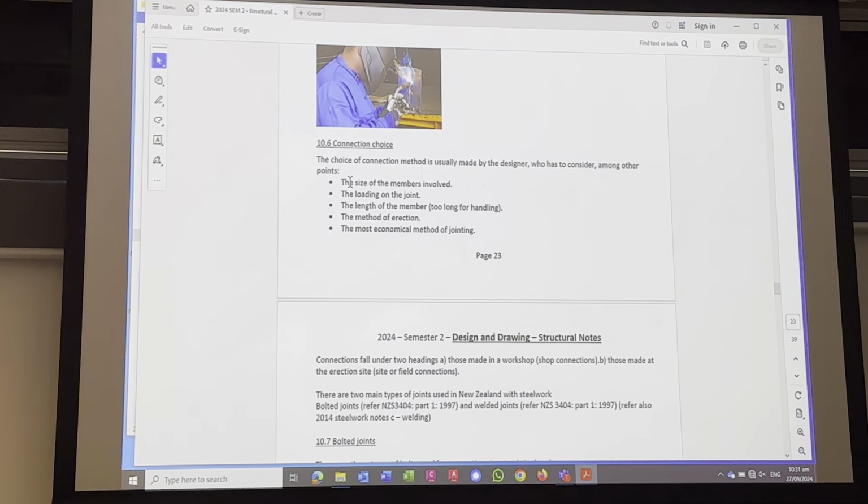Okay, those things there are in the test because it's what you think about when you're choosing what sort of jointing to use.